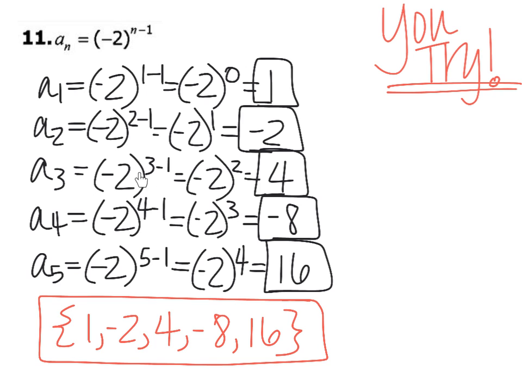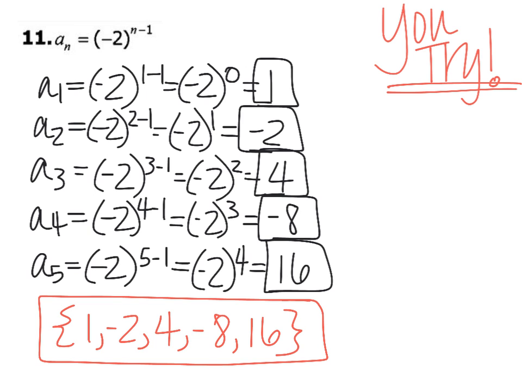Third term, plug in 3. So we get negative 2 squared. Negative 2 times negative 2 gives us positive 4. Fourth term, plug in 4. So we get negative 2 to the third power. Anytime we've got a negative and an odd exponent, we end up with a negative answer because we're saying negative 2 times negative 2 gives us positive 4 times negative 2 gives you negative 8. Fifth term, we plug 5 in, we get negative 2 to the 4th power. That gives us positive 16.